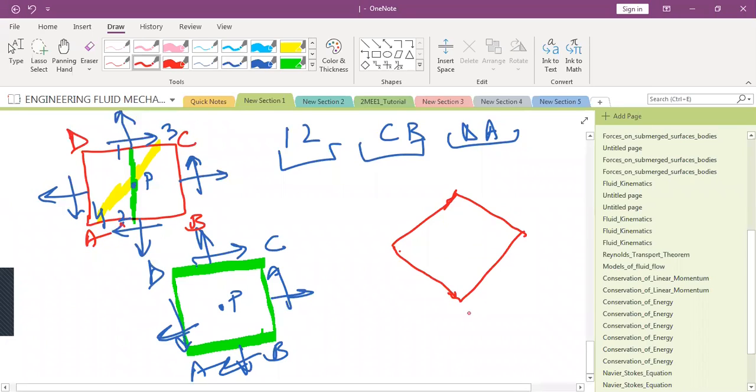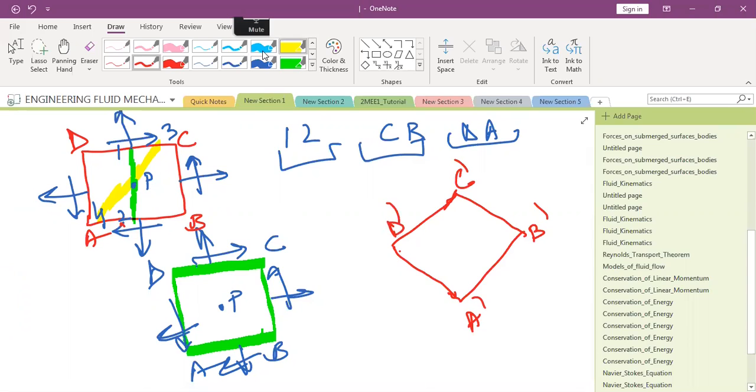Now this is 3, 4, or I should mark like this, not 3, 4. So this is A dash, B dash, C dash, D dash. Now what has happened is, this was the 1-2 plane. Now the 1-2 plane has gone where? What has happened to the 1-2 plane? This is like this now.